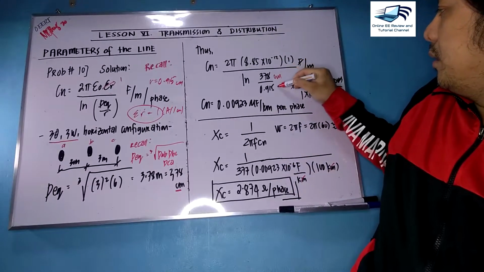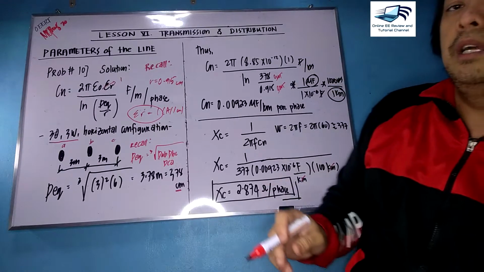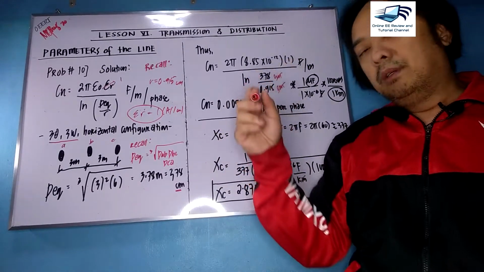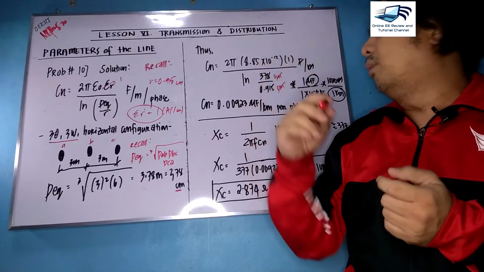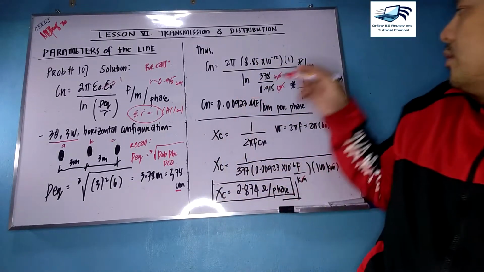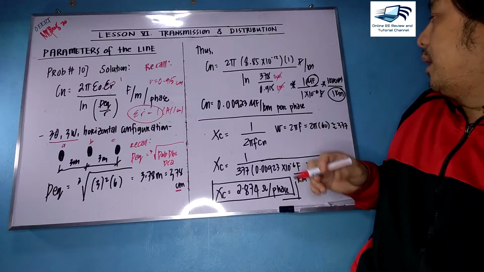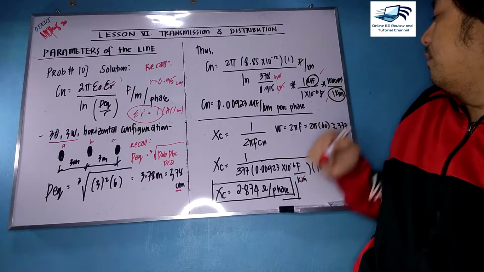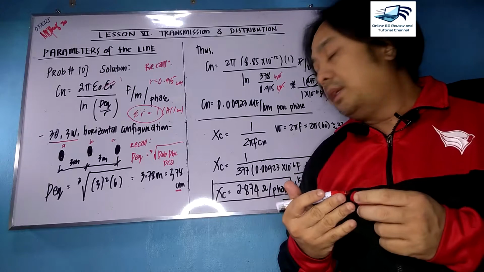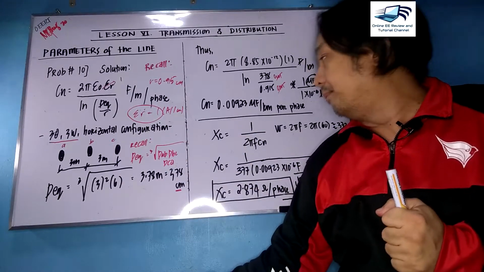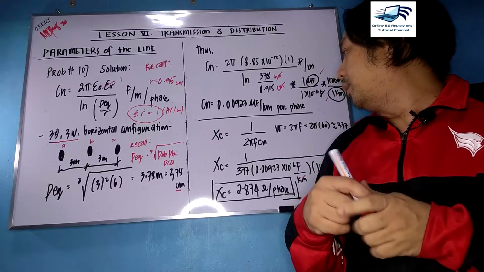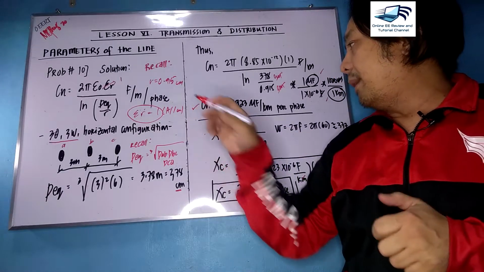Both the centimeters here will cancel out. In 1 microfarad, you have 1 times 10 negative 6, and then you have 1,000 meters in 1 kilometer. So it will cancel all the parameters here, leaving behind microfarad per kilometer. The answer is Cn is equal to 0.0923 microfarad per kilometer per phase basis. So this is the capacitance.